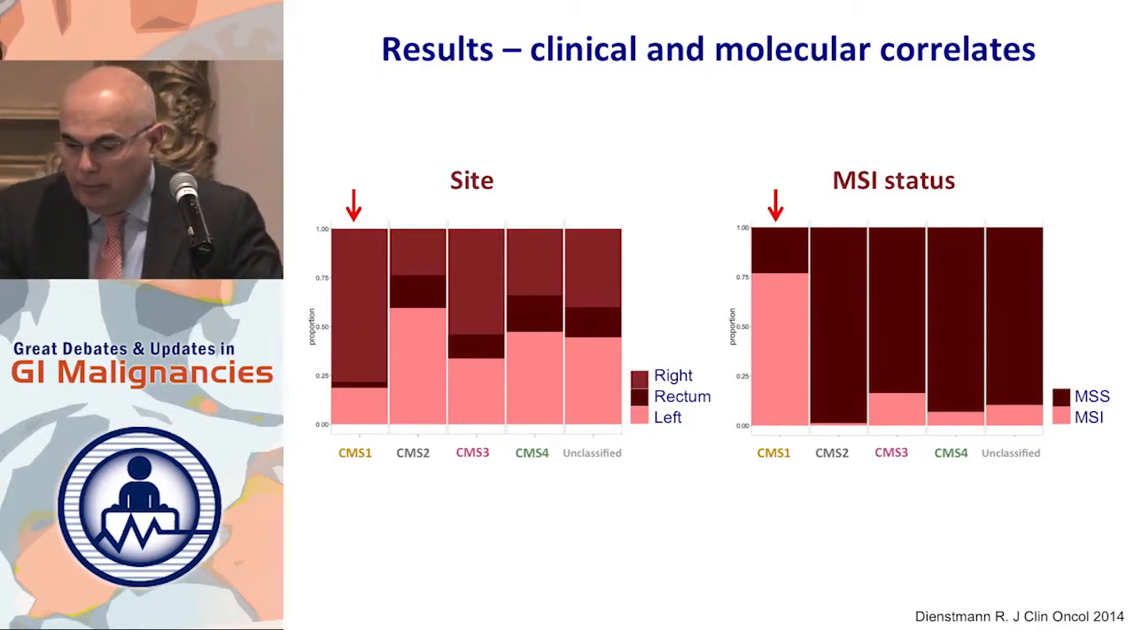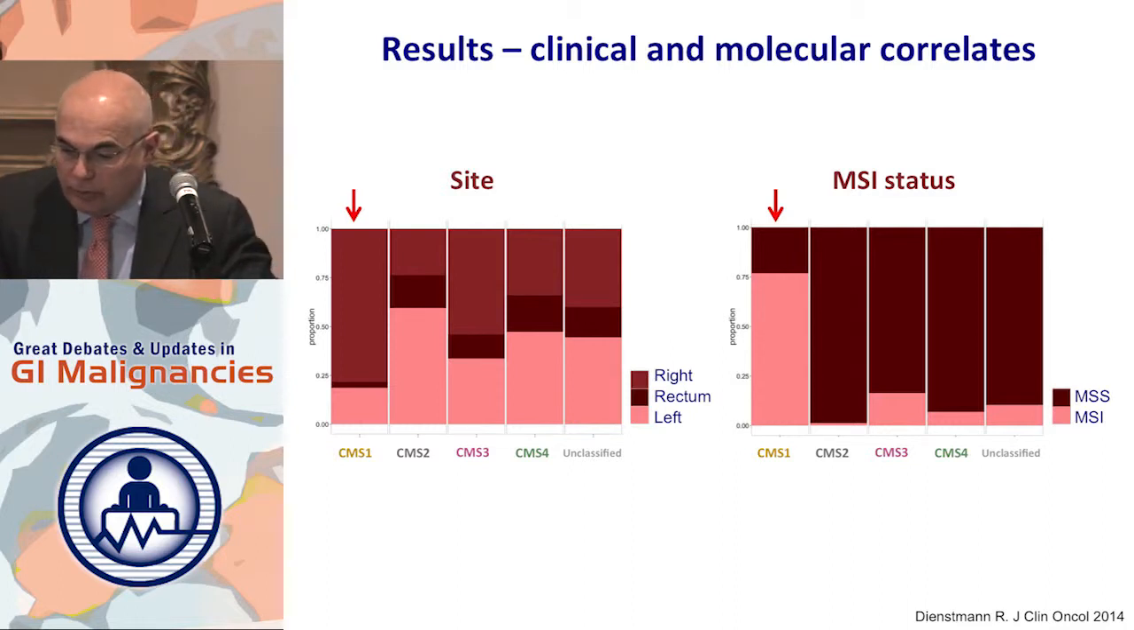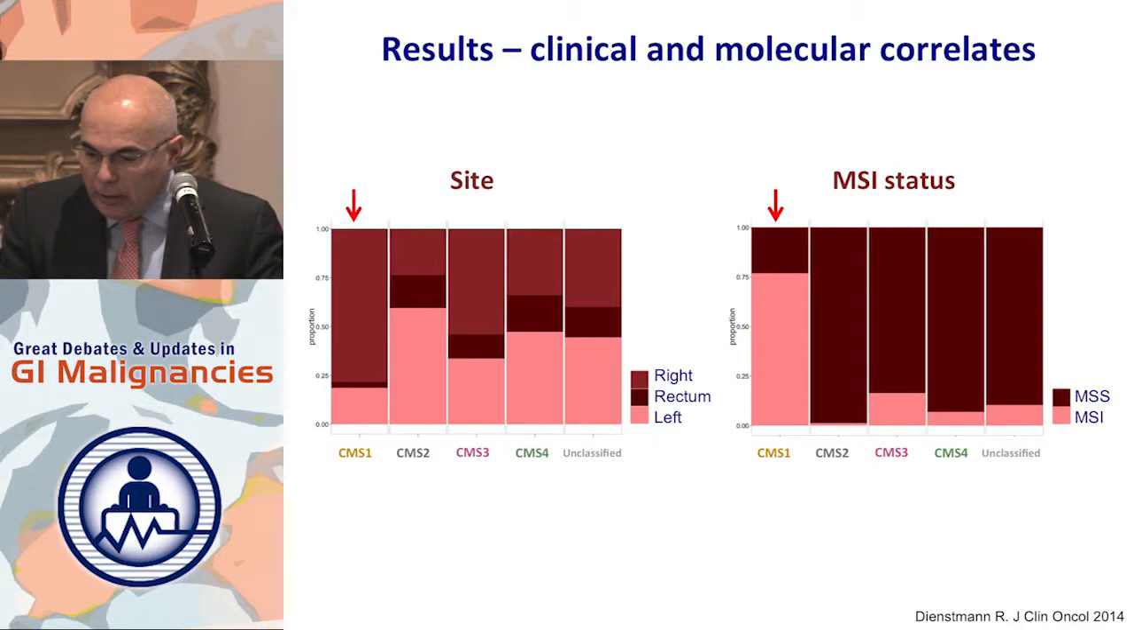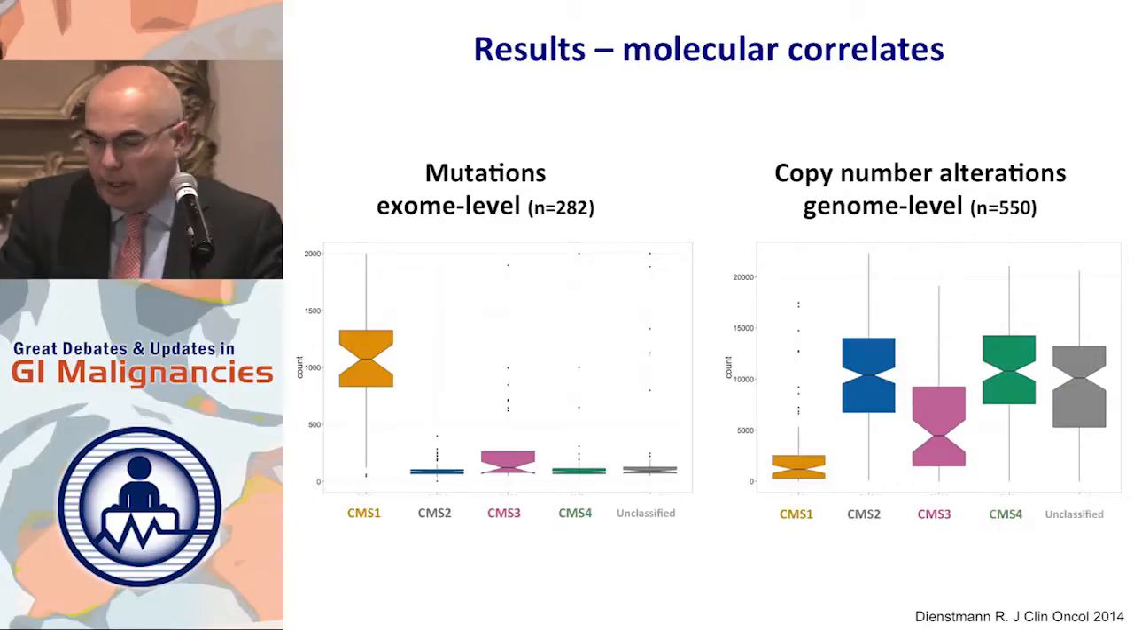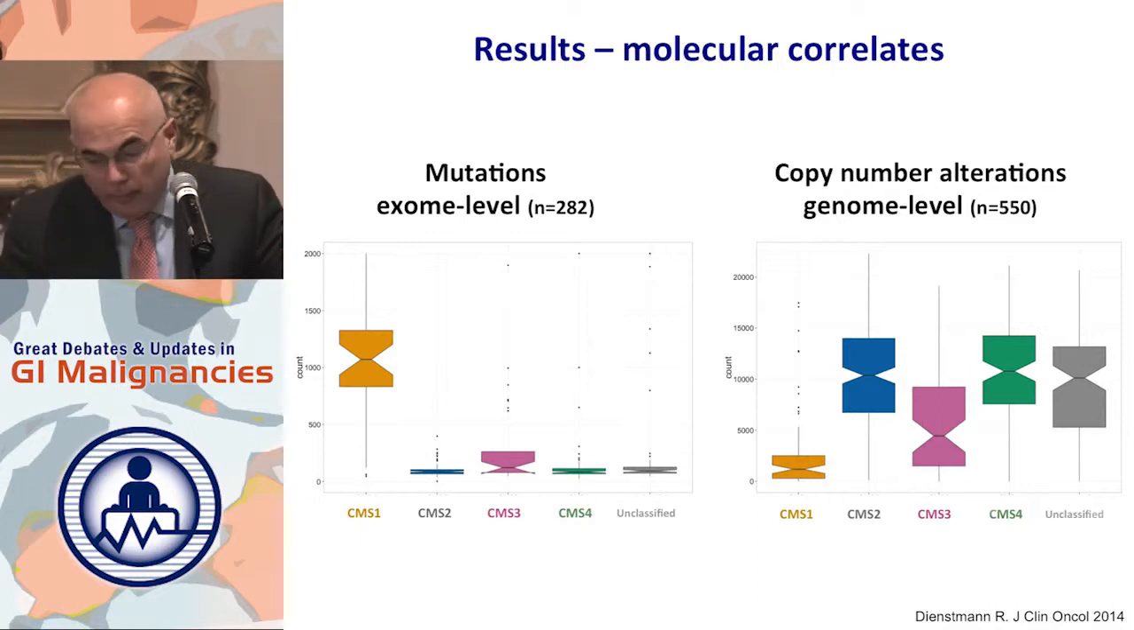As I briefly introduced, we all know that the MSI patients are more located in the right side, whereas the others are more or less equally distributed, except for patients with CMS number 3 that were also located more in the right side. And for the MSI status, as expected, this is something that is more particular for the first subtype, the MSI or immune. Also, the levels of mutations, I didn't mention this before.